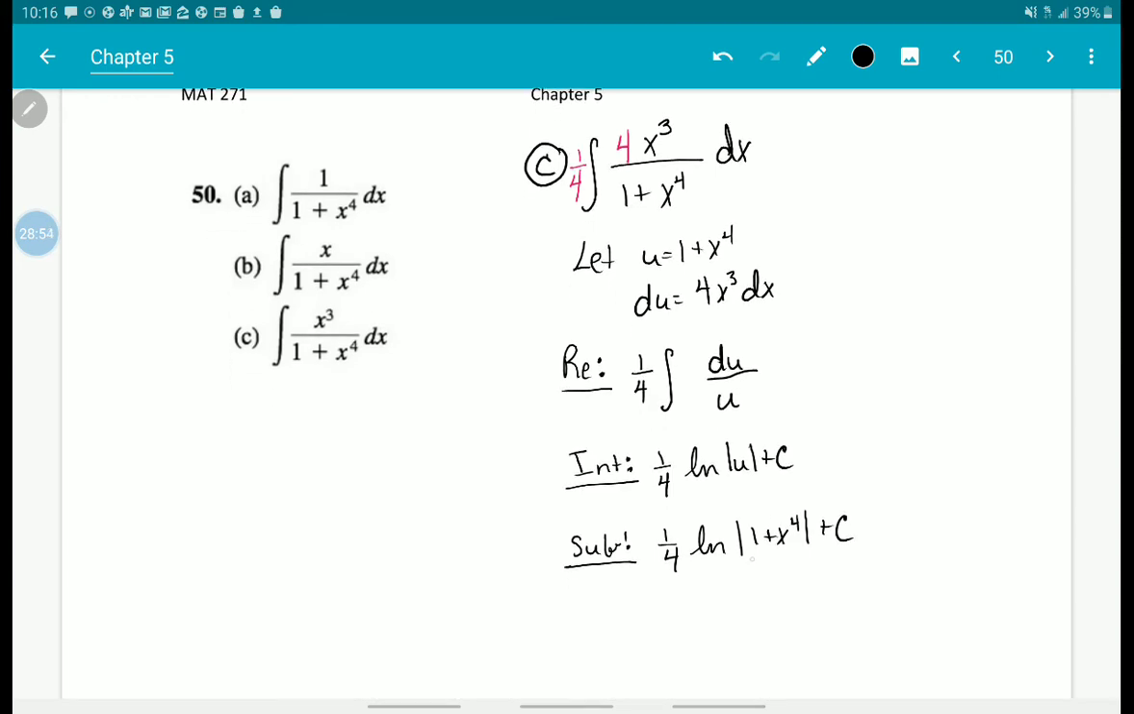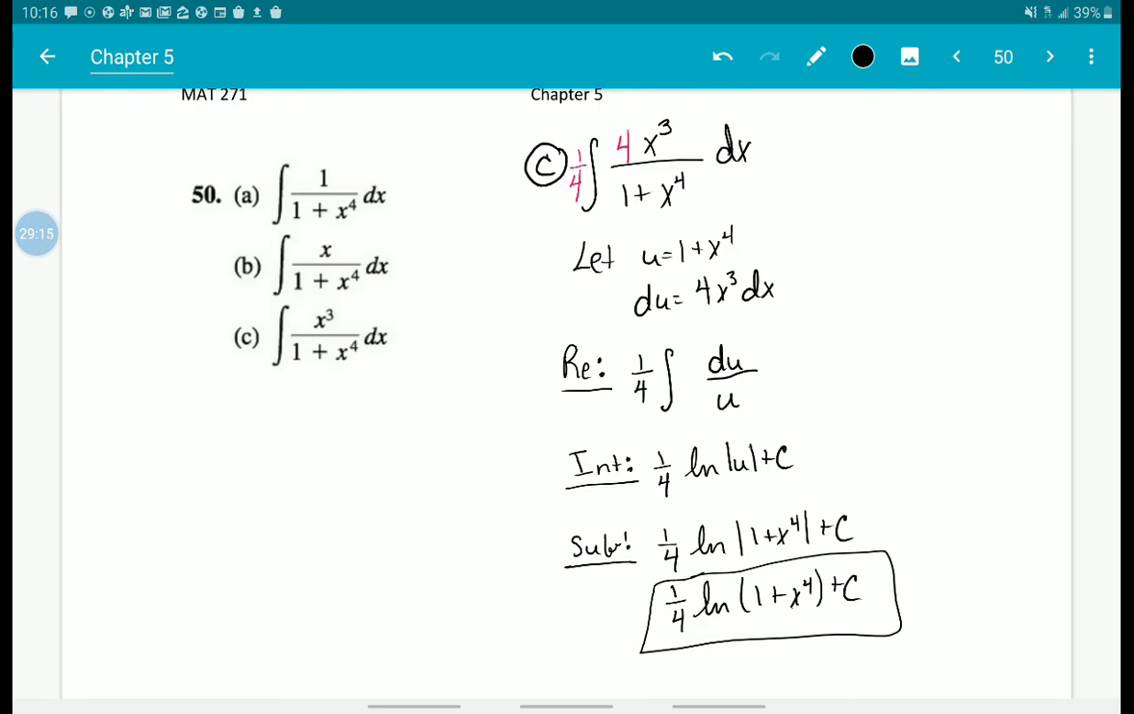Now, notice that 1 plus x to the 4th is always going to be a positive number, so that absolute value is unnecessary in that case. If you left it, it wouldn't be wrong. It just would be a little bit of an overkill, which is perfectly fine. So that's part C. That one ends up being the ln rule.